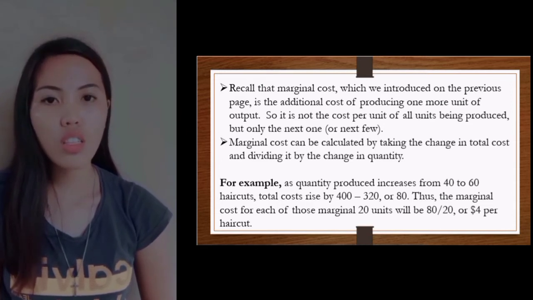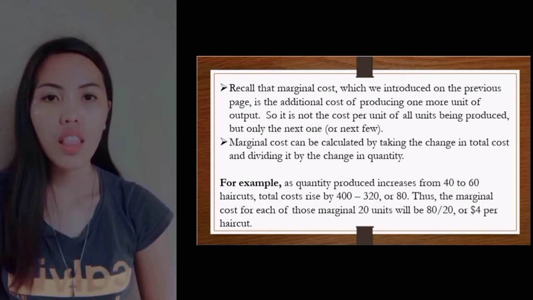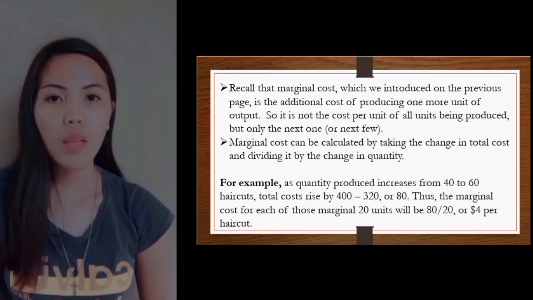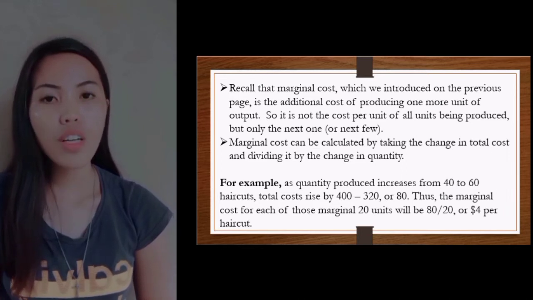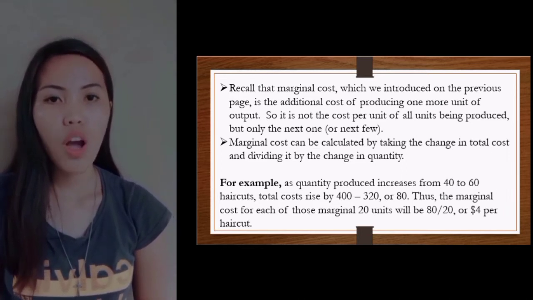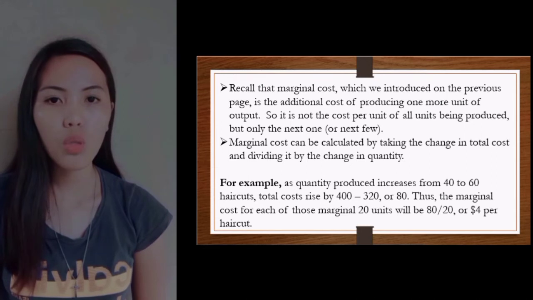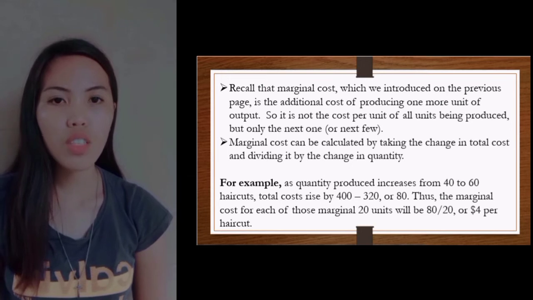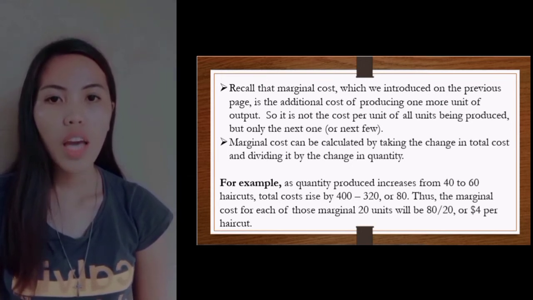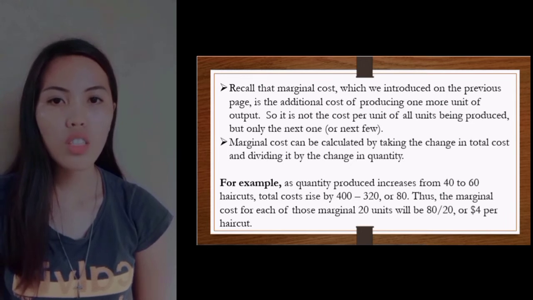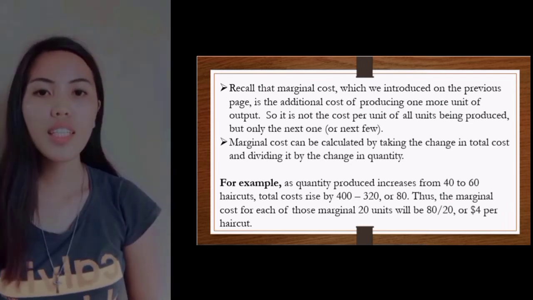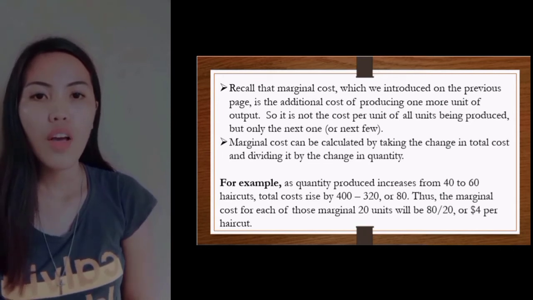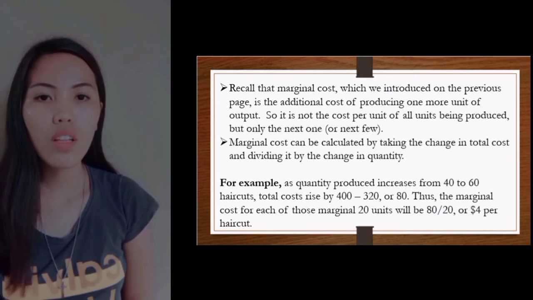The marginal cost can be calculated by taking the change in total cost and dividing it by the change in quantity. For example, as the quantity produced increased from 40 to 60 haircuts, total cost rose by $400 minus $320, or $80. Thus, the marginal cost for each of these marginal 20 units will be $80 over 20, or $4 per haircut. The marginal cost curve may fall for the first few units of output, but after that it is generally upward sloping.